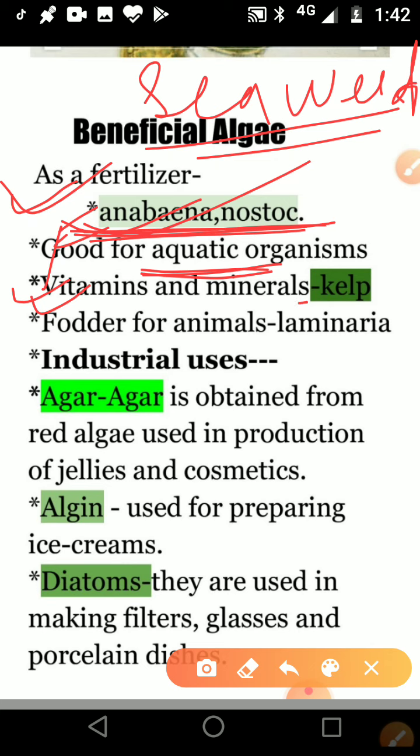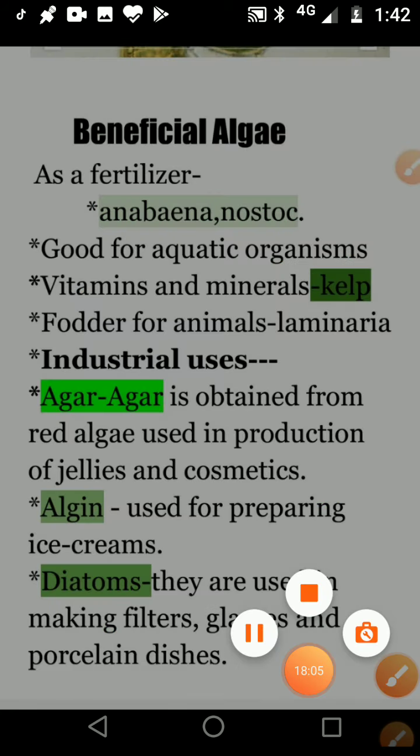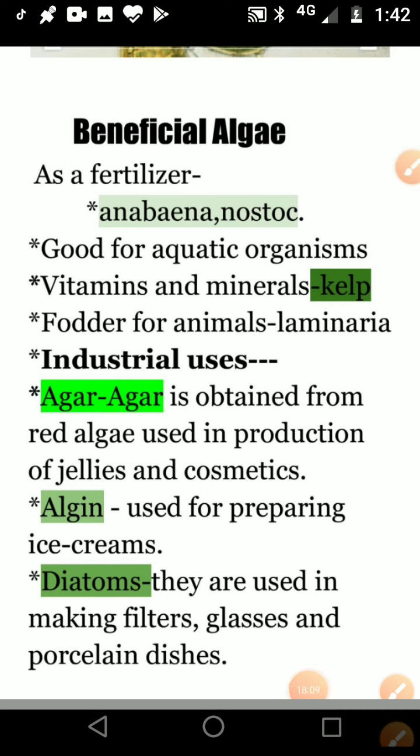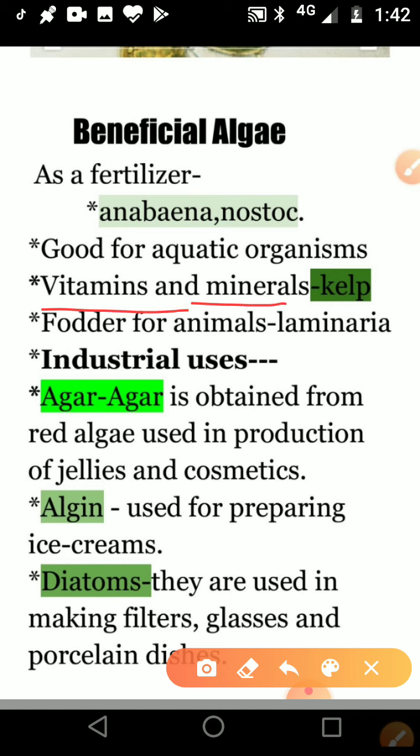They have vitamins and minerals. Kelp, students, this is a plant, and it is very long. Kelp is the largest algae. So these kelp are not microorganisms, we can see them. This is also an algae which is used as food, and it is a rich source of vitamins and minerals like sodium, potassium, and iodine. This kelp is actually a brown algae. Even the aquatic animals eat brown algae. They are used as food, and they are fodder for animals, like Laminaria.